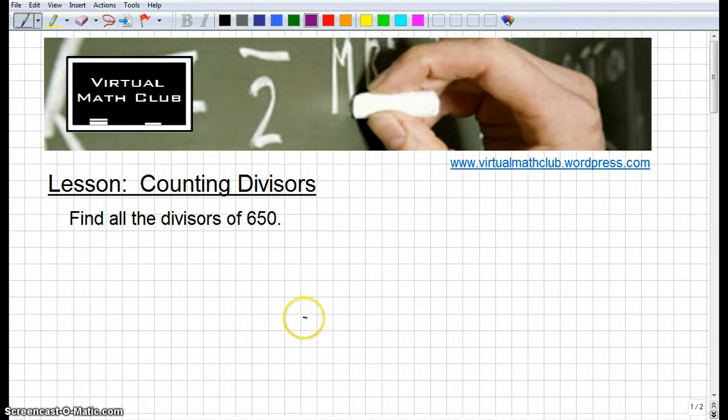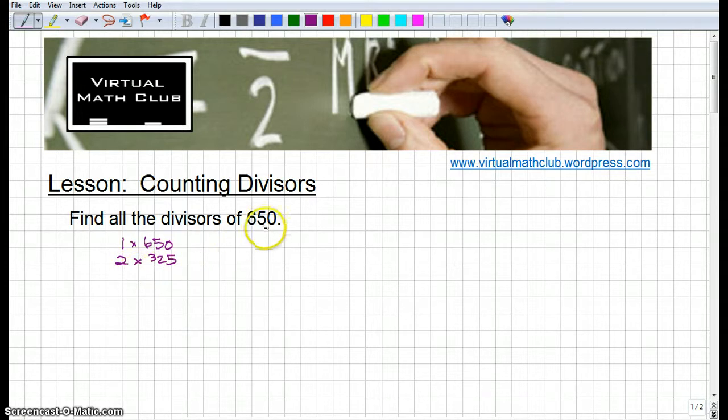Well, let's see. We're asked to find all the divisors of 650. So, well, we could just start listing them. We know that 1 times 650, those are two factors of 650. We know it's an even number, so we can divide it by 2, and that gives us 2 times, what, 325?